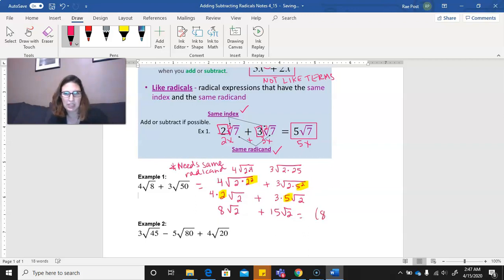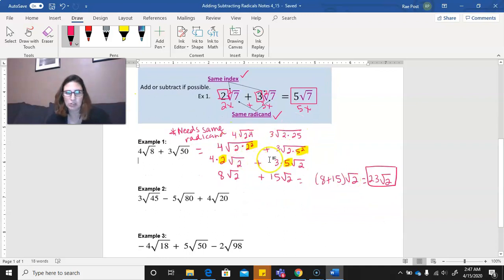So it'll kind of be like 8 plus 15 times the square root of 2. So 8 plus 15 is 23 and the square root of 2. So once again, it's kind of like saying 8x plus 15x is 23x. So that's it. Your goal is to get the same radical, and then you can add the coefficients, so to speak, in the front. All right. So just remember, you're still simplifying radicals, but you're taking it down another step. So let's do the same thing with example 2.